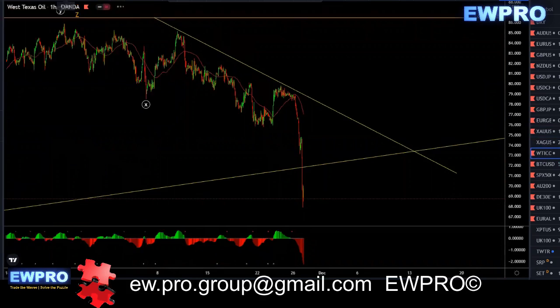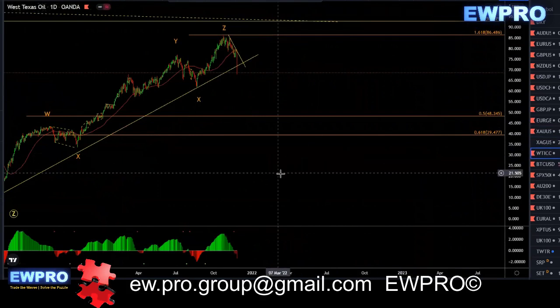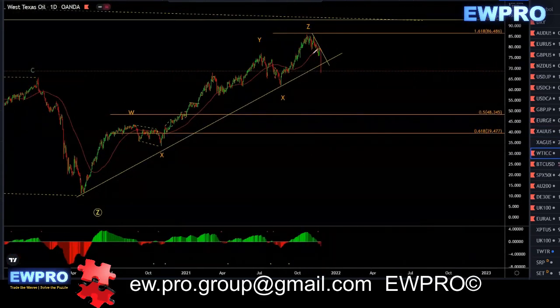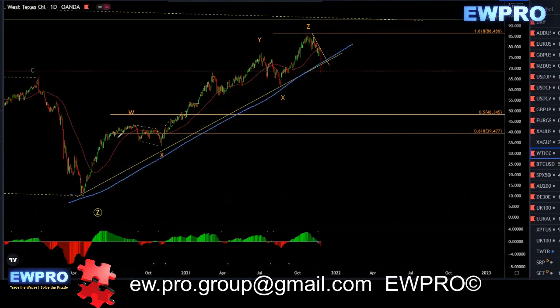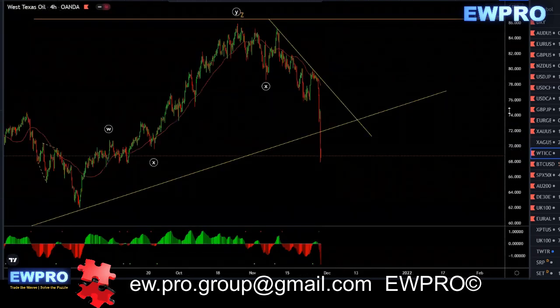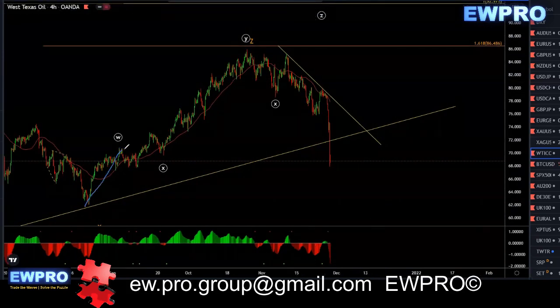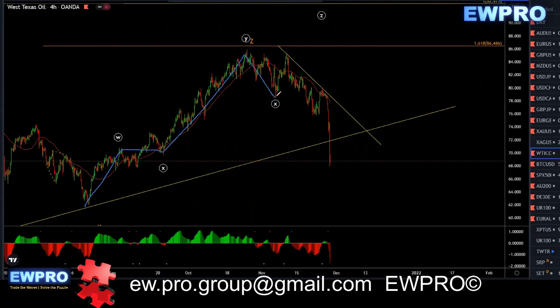Looking at WTI on the daily. So we've completed structures here. We've got the cross down and we've broken this trend line. We got that WXY, X2, and then the Z up to the 161.8. On the H4, like I said last week, we're looking at that WXY, X2, and a Z, but the wave Z never broke that top.